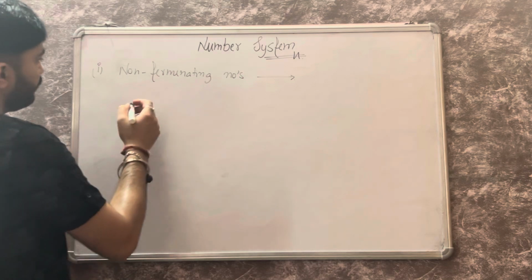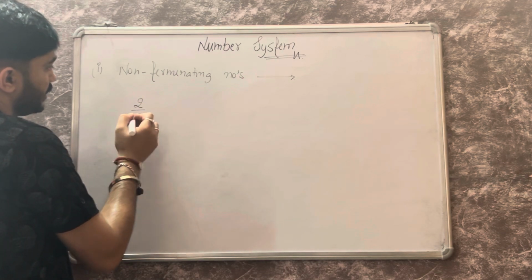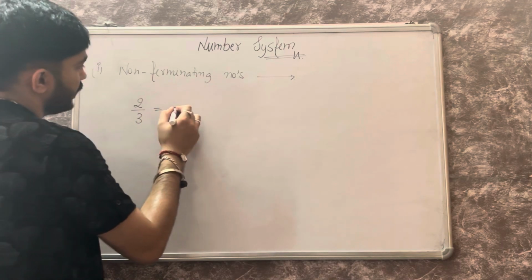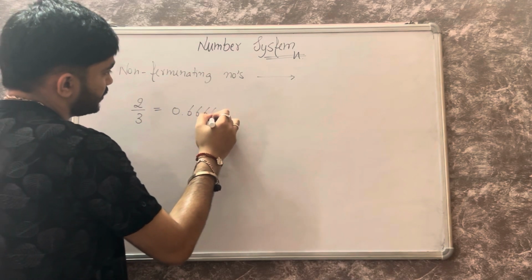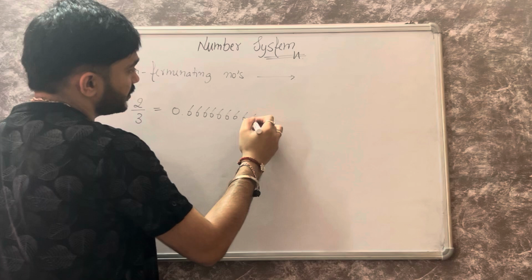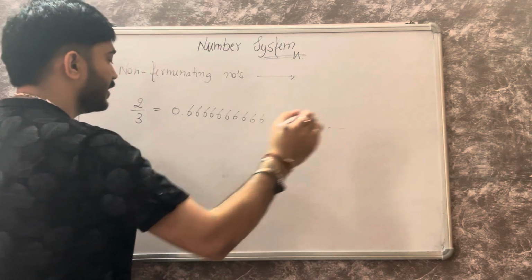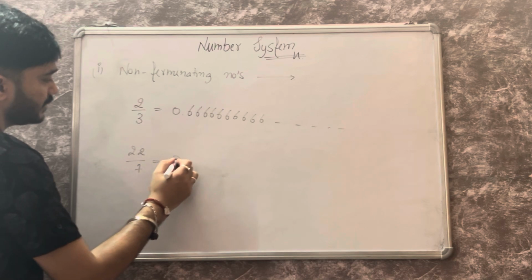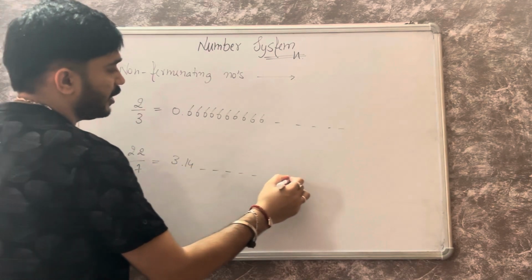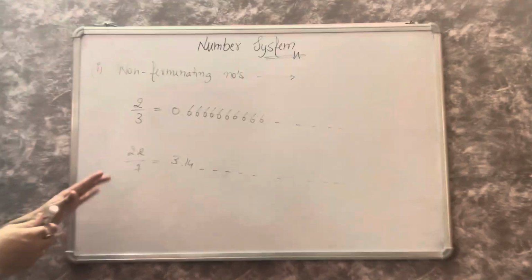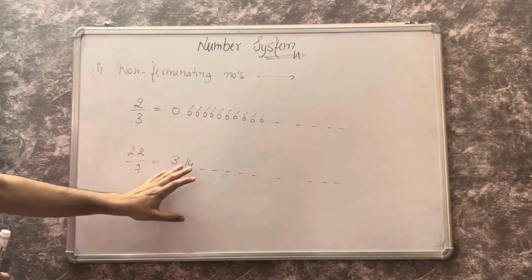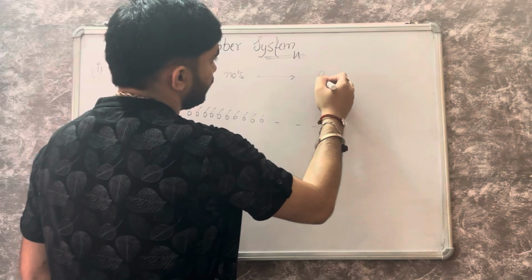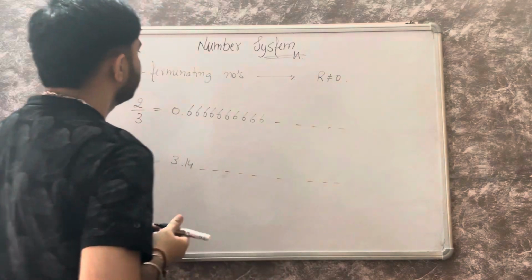Non-terminating numbers are the type of numbers just like 2 upon 3. If we divide this, you will get the answer 0.666666666 and so on. It will never end. And the same goes for 22/7, that is 3.14, and so on. It will move on and you will not end this. The quotient of this will never end. Or we can say that the remainder is not equal to 0.